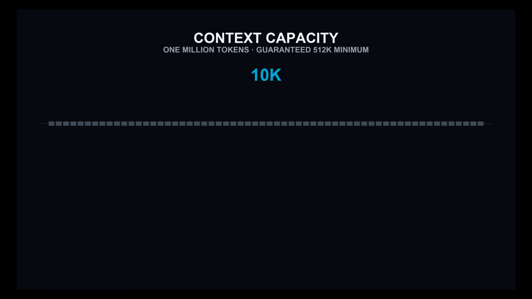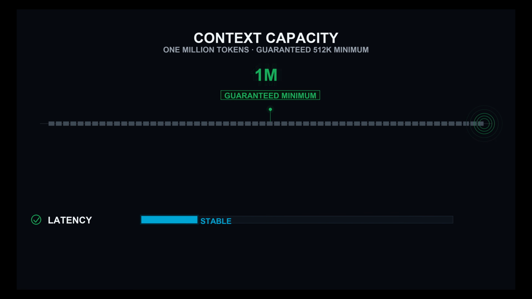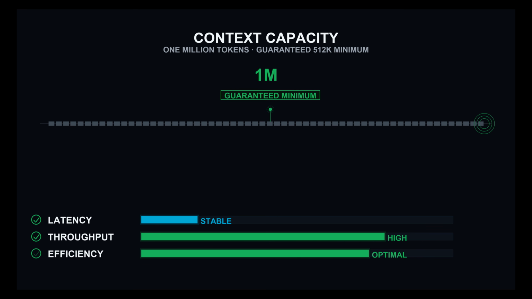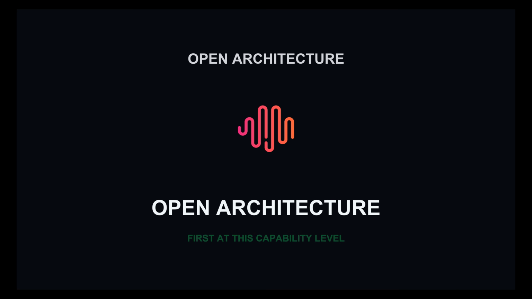The result is a model that supports up to 1 million tokens with a guaranteed minimum of 512,000 while maintaining strong inference latency and throughput. This is the infrastructure that makes long-range agent tasks, long-range coding, and long video understanding possible in a single model. And with the open weights release, this architecture is now available for the community to study and build on. That's a first for this capability level.